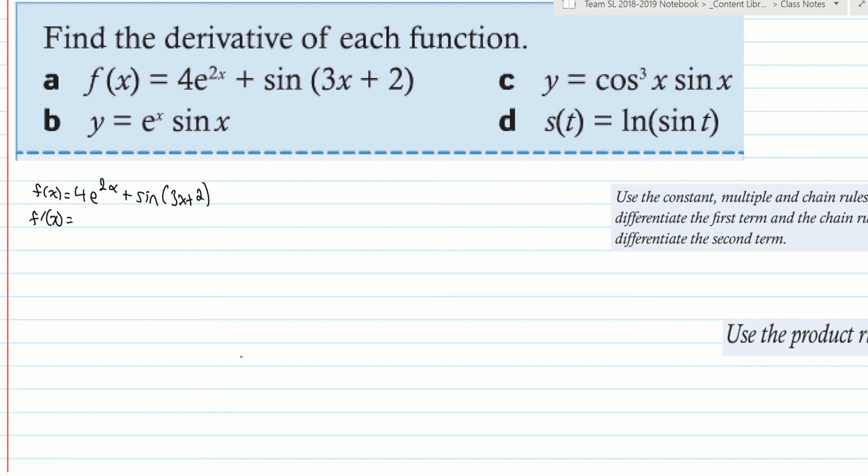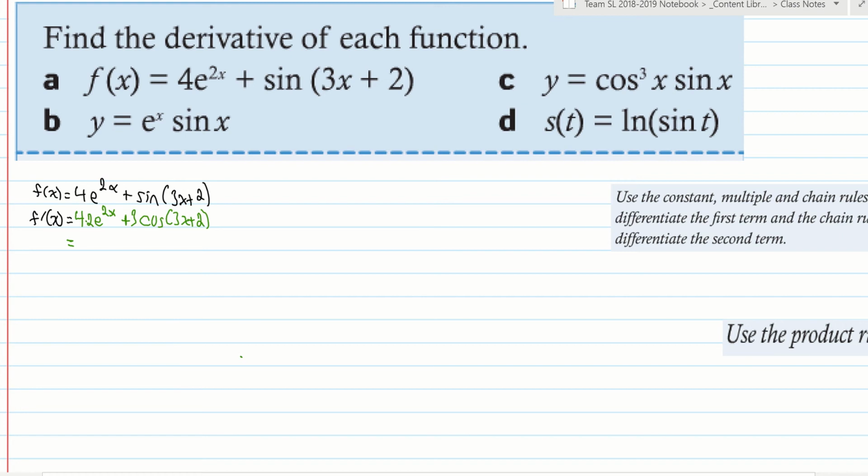Now let's take the derivative of e to the 2x. So rewrite 4. Rewrite e to the 2x. But now take the derivative of 2x, which is simply 2. And then same thing, plus derivative of sine is cosine. Rewrite the 3x plus 2. And then take the derivative of the inside, which is simply 3. Those are both applications of the chain rule.